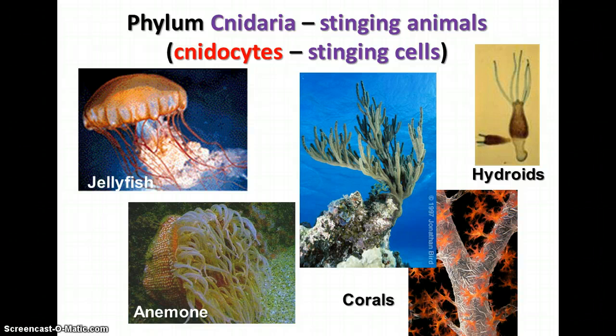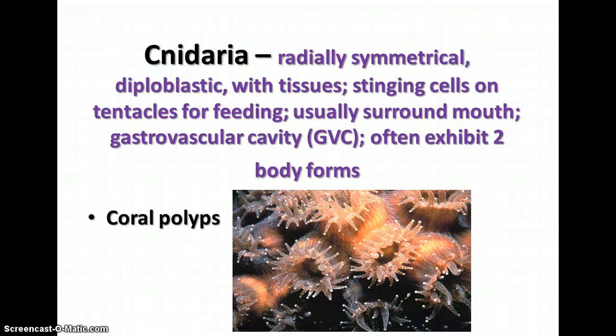The next phylum is phylum Cnidaria. These are the stinging animals. They have specialized cells called cnidocytes that allow them to sting. If you've ever touched a jellyfish at the beach, you know what that feels like. This includes the jellyfish, the sea anemones, the corals, and a few other organisms like hydroids. Cnidaria are radially symmetrical. They are diploblastic, meaning they have two germ layers, ectoderm and endoderm.